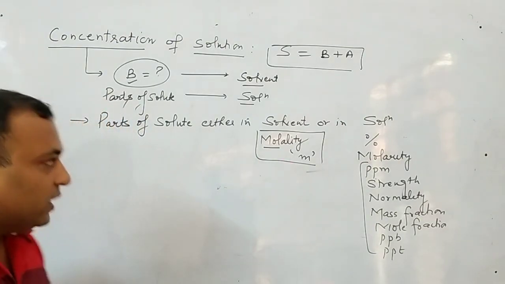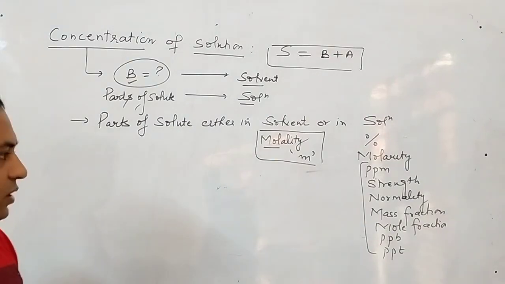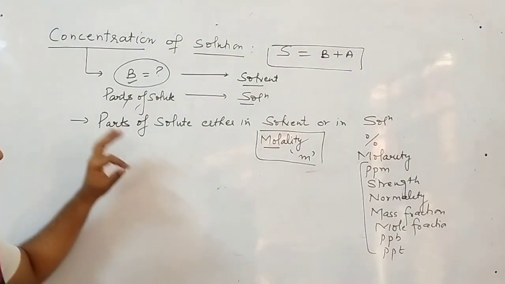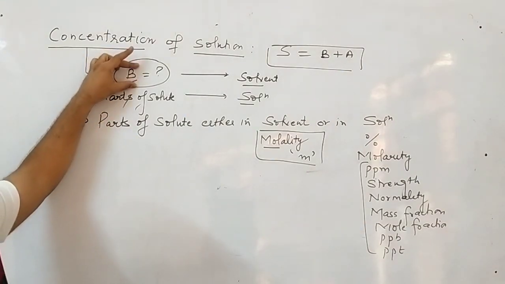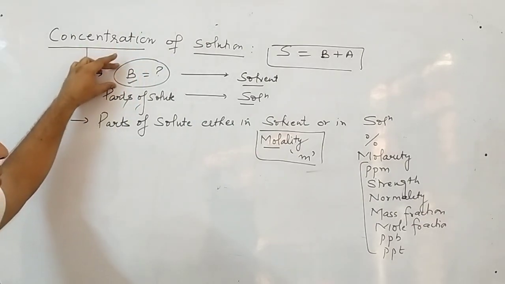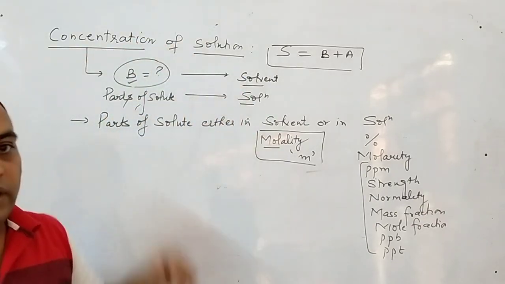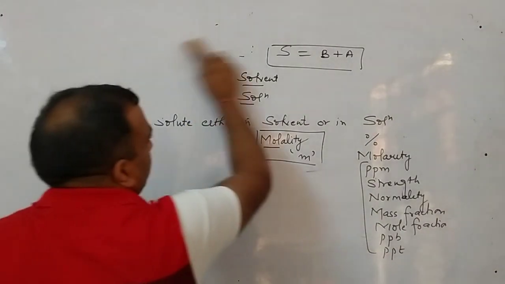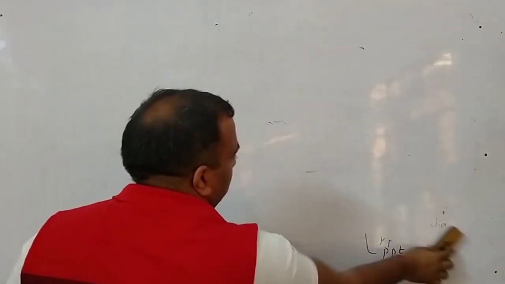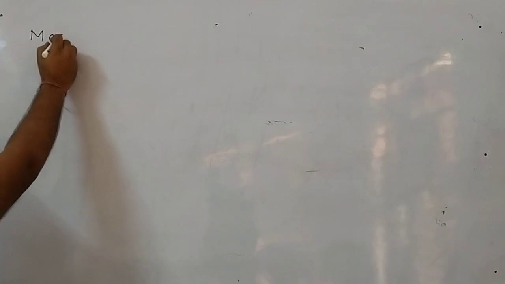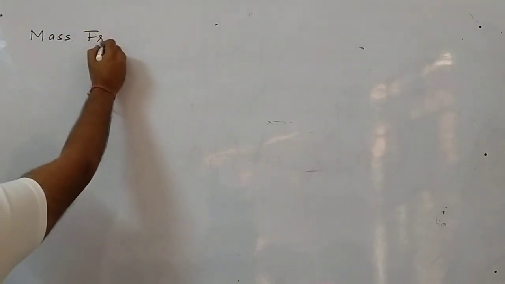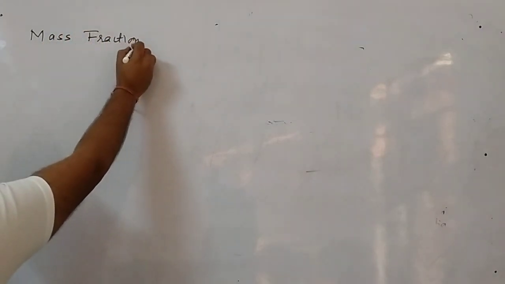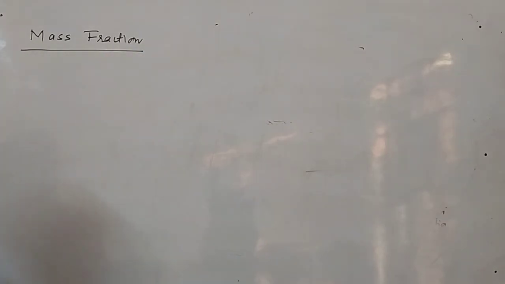Okay, so now what happens? We'll start the concentration terms, and remember one thing, concentration means parts of solute. We have to calculate the part of solute either in solvent or in solution. So just see the first method of expressing the concentration. I'll start with the first one, that is mass fraction. What is the meaning of this?